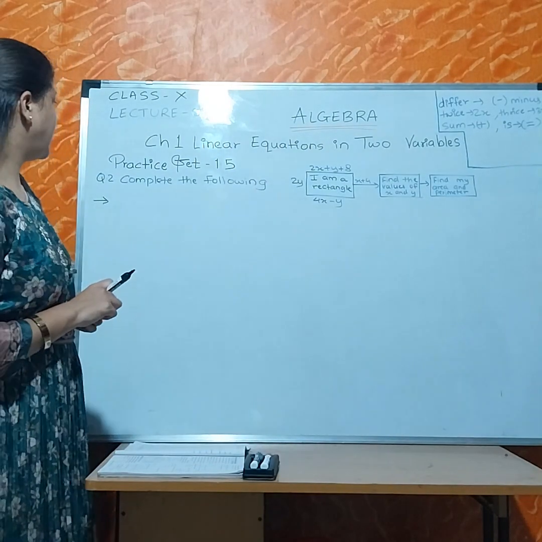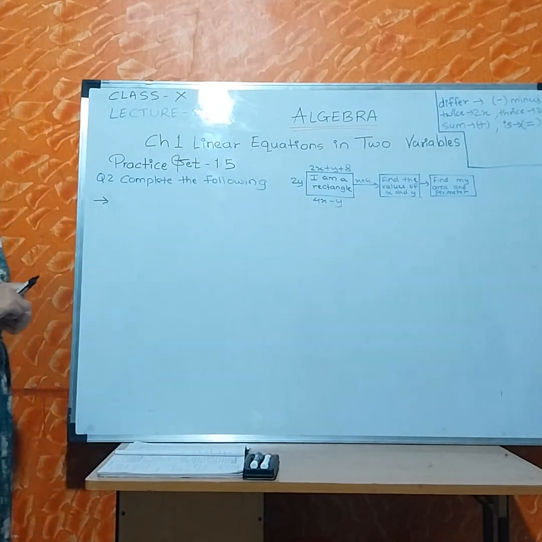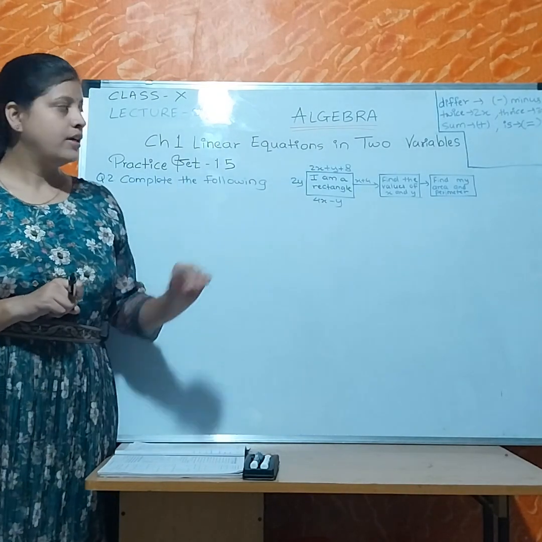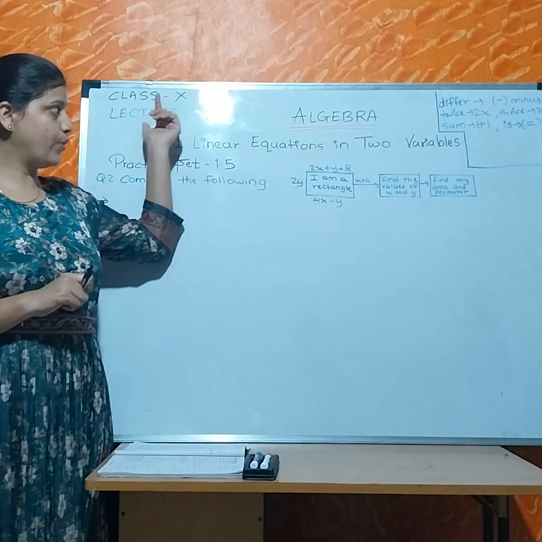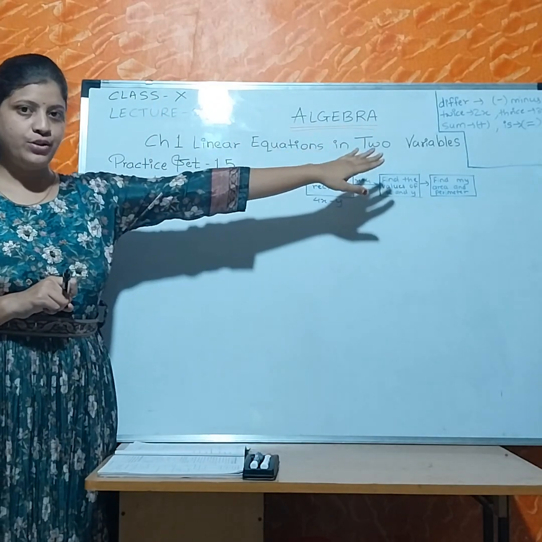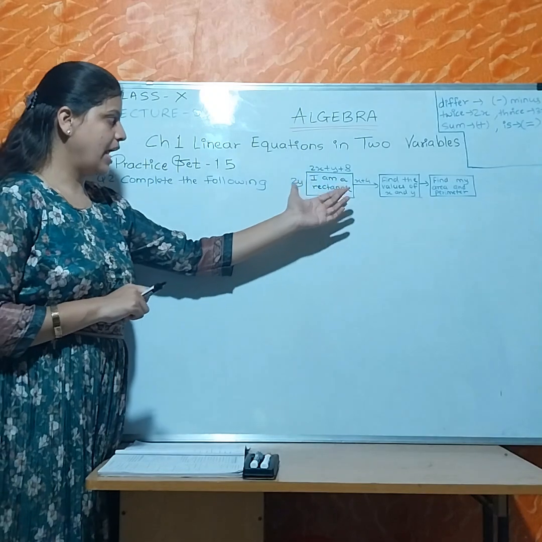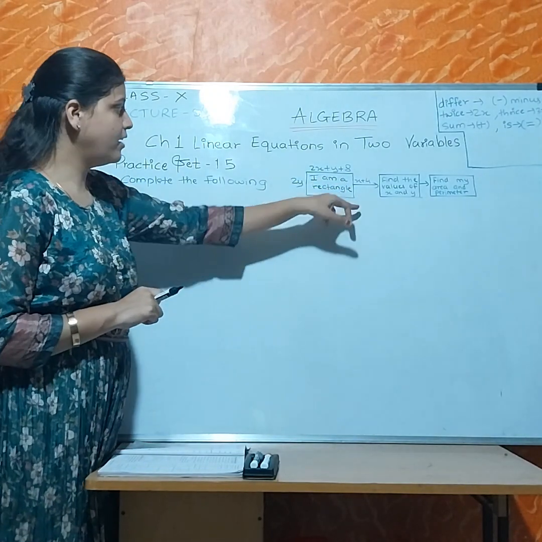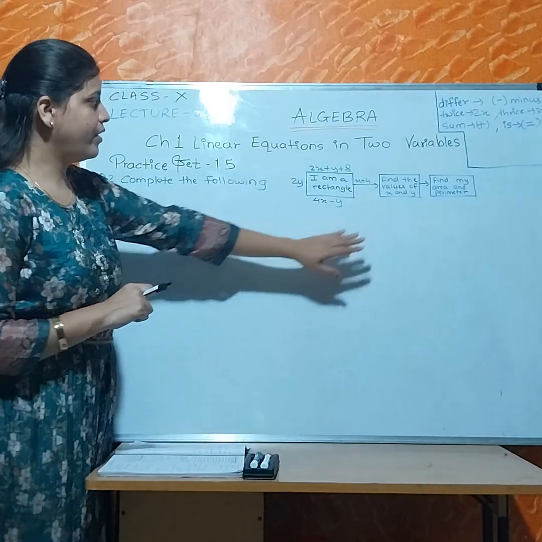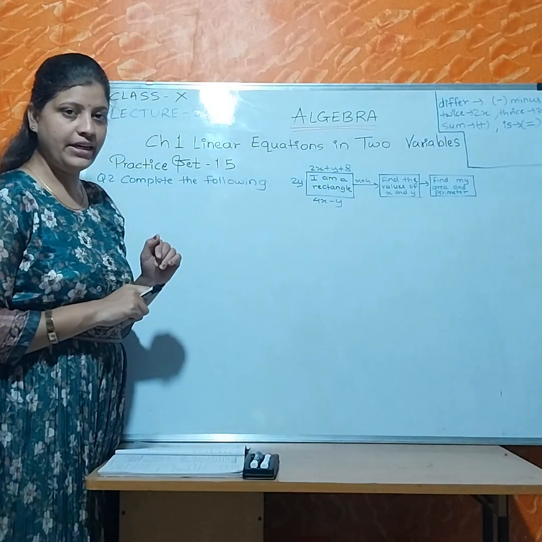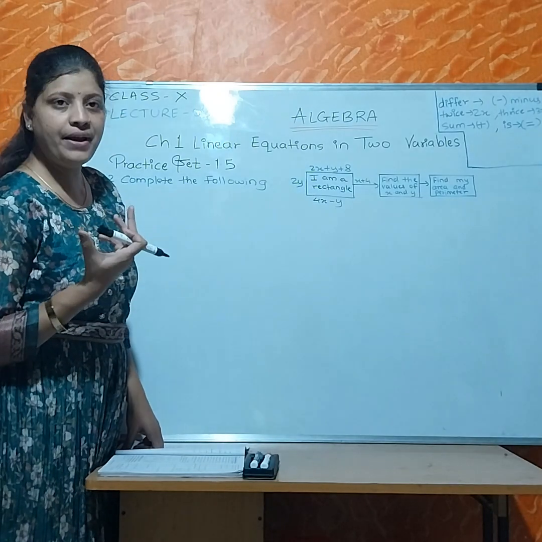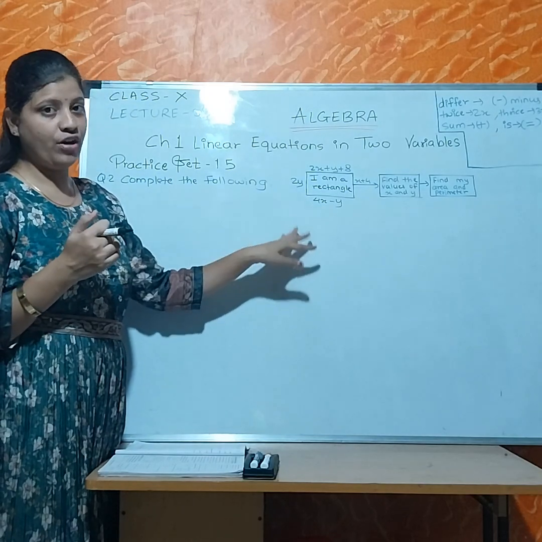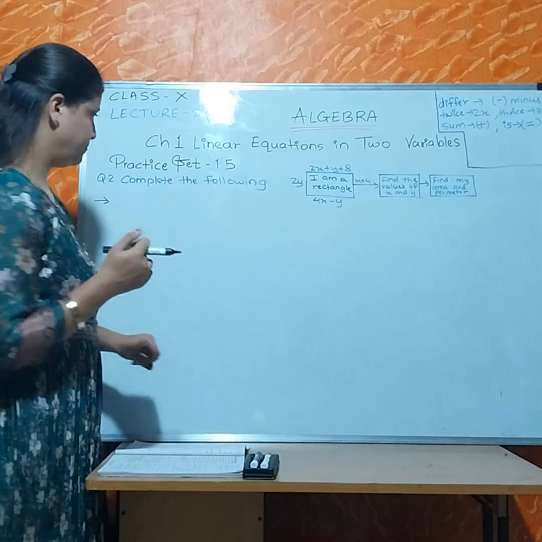Now see, we will start question number 2. What they have given: complete the following. And one more thing, the measurements here were not visible, so I have written them on that side so you can see them. Here they have given a rectangle. These are the sides of the rectangle. So we have to find the values of x and y in it, and then find the perimeter and the area. Since it is a rectangle, we have to find the area of the rectangle and the perimeter of the rectangle.